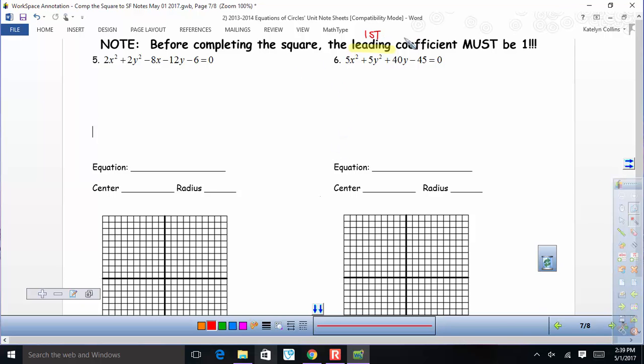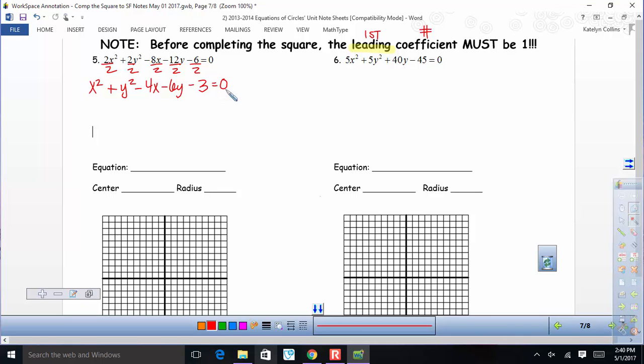So the leading coefficient is a number. It's the number in front of x, okay? So the leading coefficient in number 5 is 2, okay? So to make that a 1, what do you think we do? Divide everything by 2. So we're going to take every single piece and divide by 2. Okay? So the first one would give me x squared plus y squared minus 4x minus 6y minus 3.